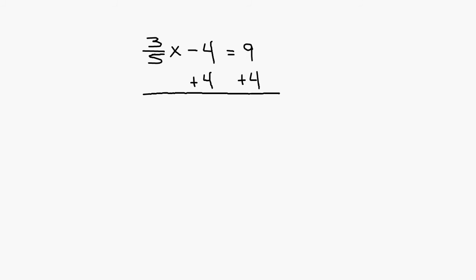Two examples left. 3/5 x minus 4 is equal to 9. The first step here is to add 4 to each side. The 4s will cancel out. So 3/5 times x is equal to 13.